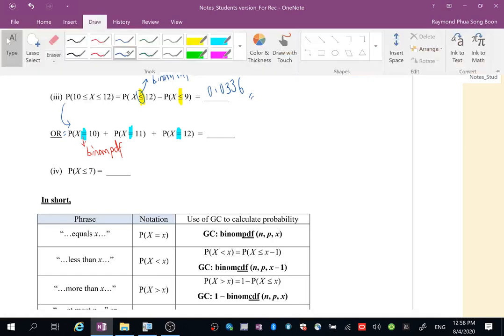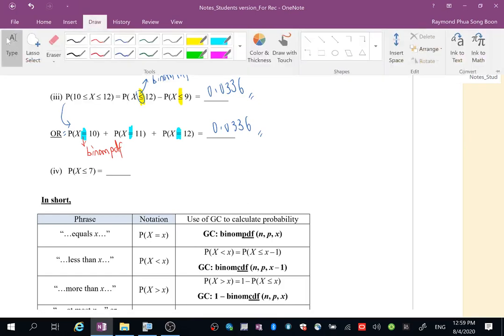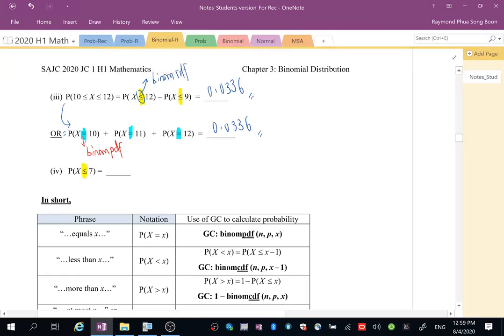Okay, so I leave it to you to press the GC steps to convince yourself that if you were to sum up these 3 probabilities using binom PDF, you will also be able to get the same answer, 0.0336. Okay, part 4. Probability x less than or equals to 7. So in this case, the inequality sign is less than or equals to, so it means you should be using binom CDF.